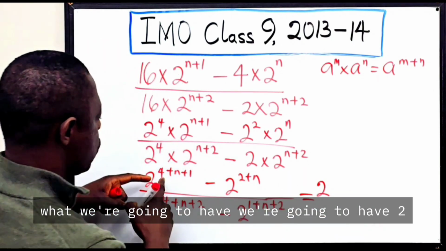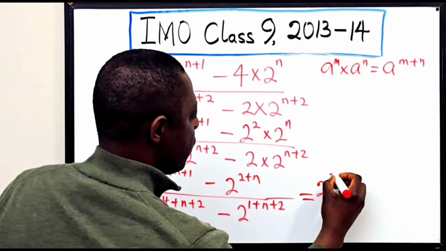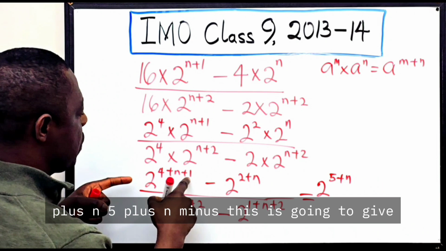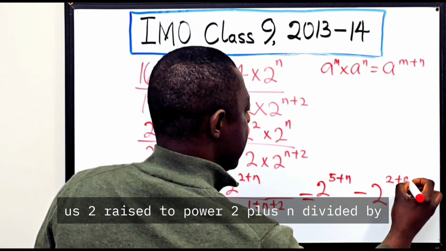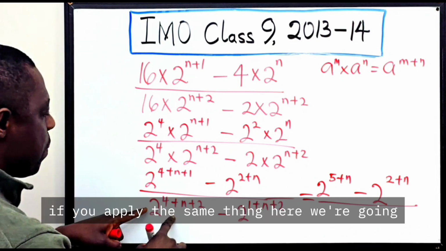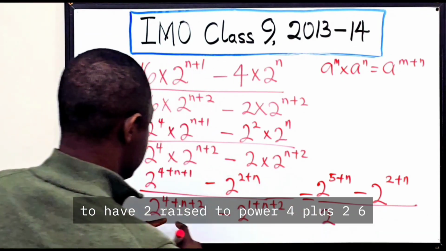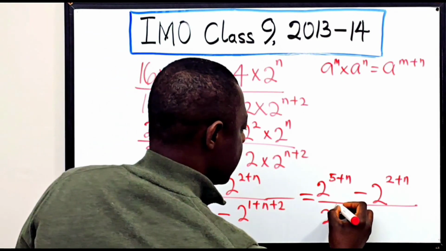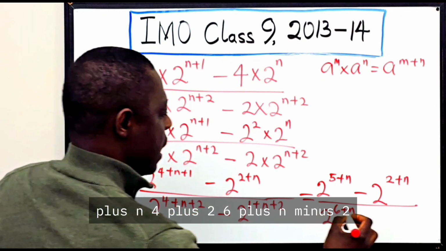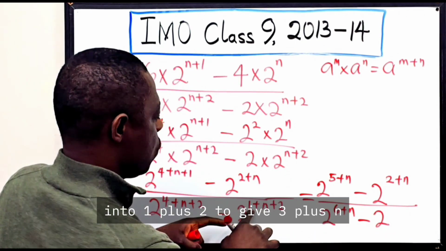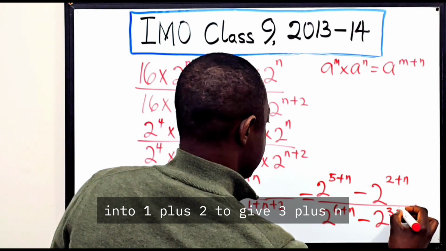We're going to have 2 raised to power 4 plus 1, which will give us 5 plus n, minus 2 raised to power 2 plus n, divided by, if you apply the same thing here, 2 raised to power 4 plus 2, 6 plus n, minus 2 to the power 1 plus 2, to give 3 plus n.